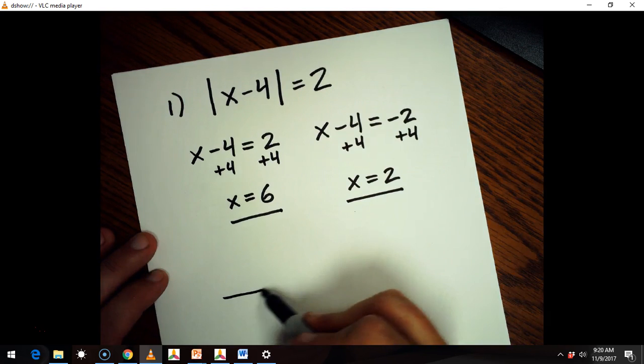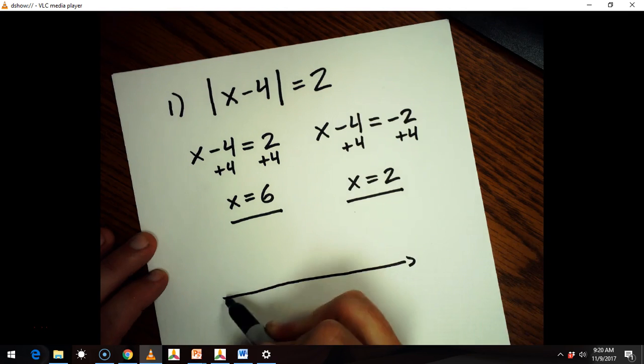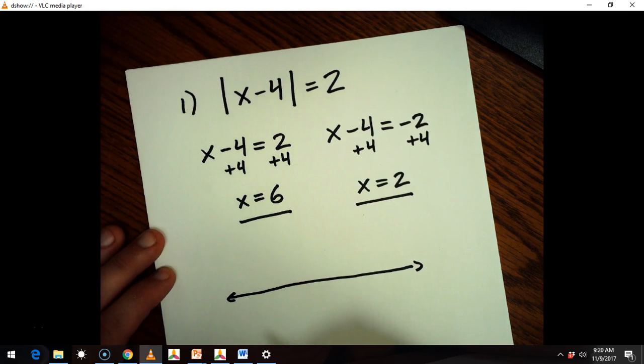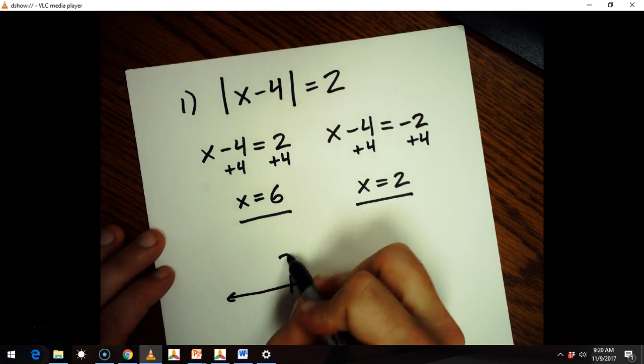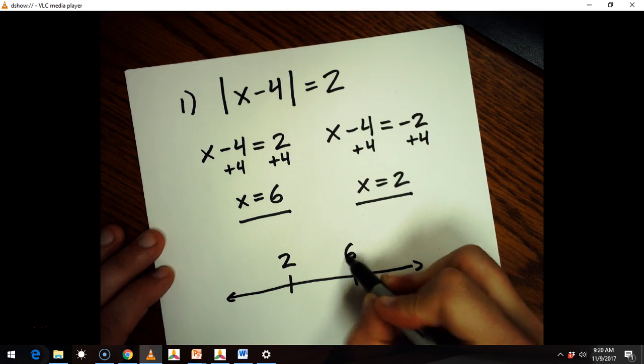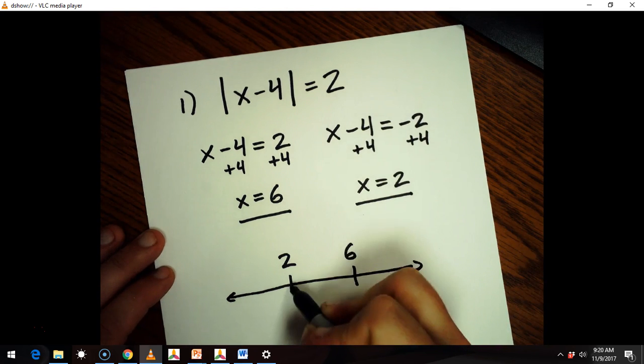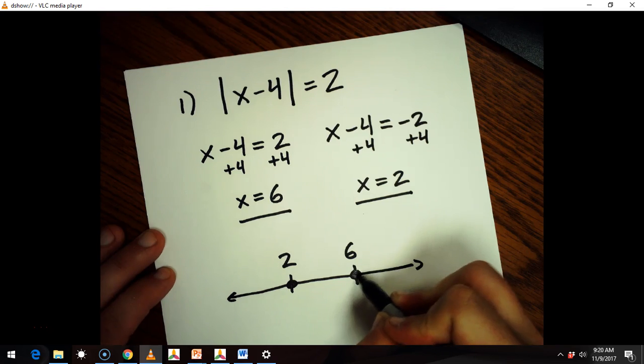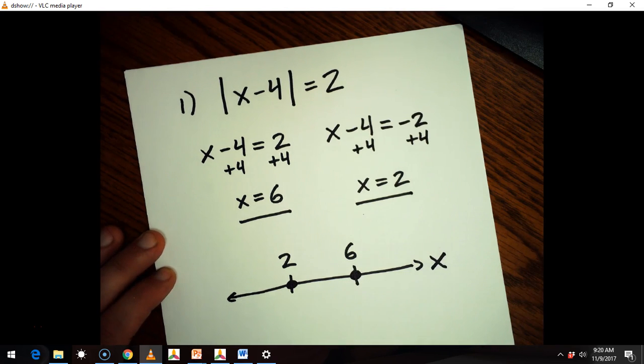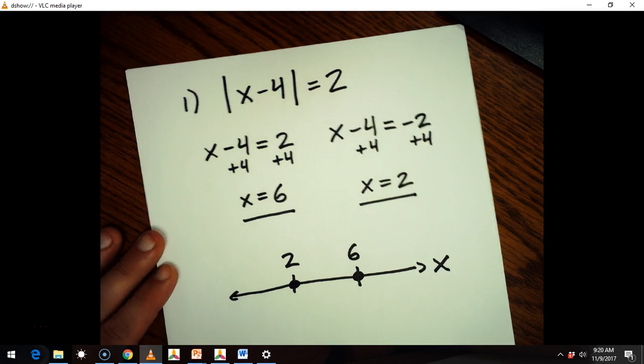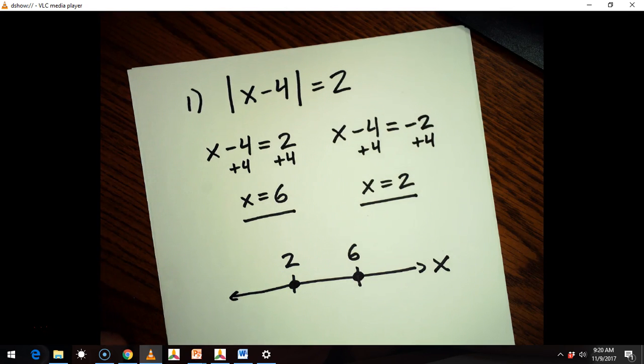For graphing with equations, it's not as important, but I will. So we have two values on here. We'll have 2, we'll have 6, and we're going to fill this in, and those show our two solutions for x, and you can check that really easily. 2 minus 4 has an absolute value of 2, 6 minus 4 has an absolute value of 2.